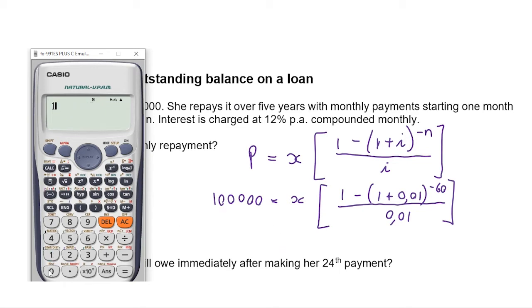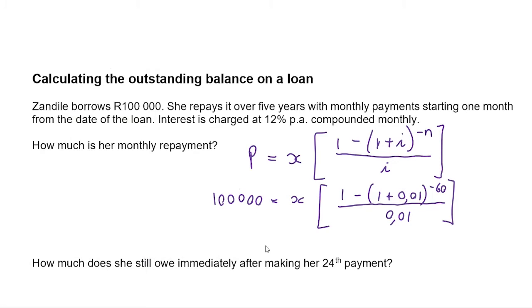So we will get our value for X. So we're going to go 100,000 divided by that answer. And we get 2,224 Rand and 44 cents. So X equals 2,224 and 44.